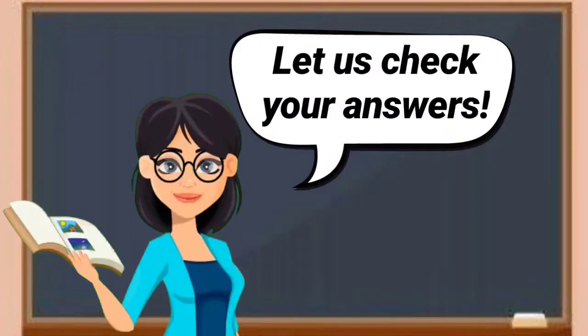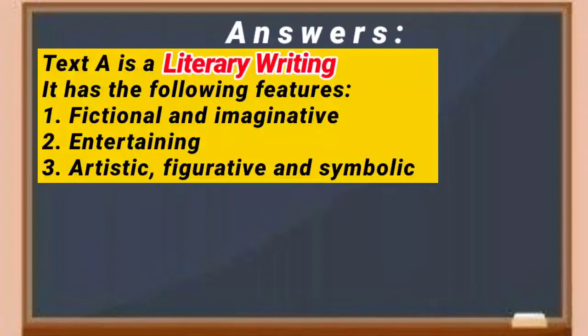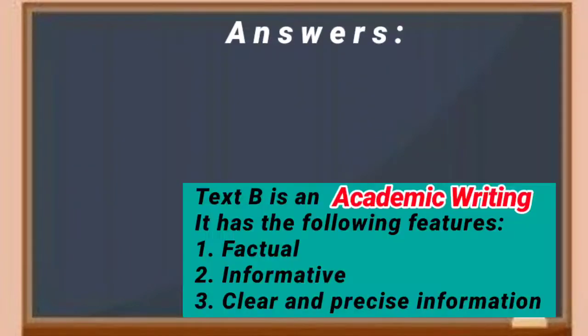Let us check if your answers are correct. Text A is literary writing. It has the following features: fictional and imaginative, entertaining, artistic, figurative, and symbolic. Text B is an academic writing. It has the following features: factual, informative, clear and precise information.